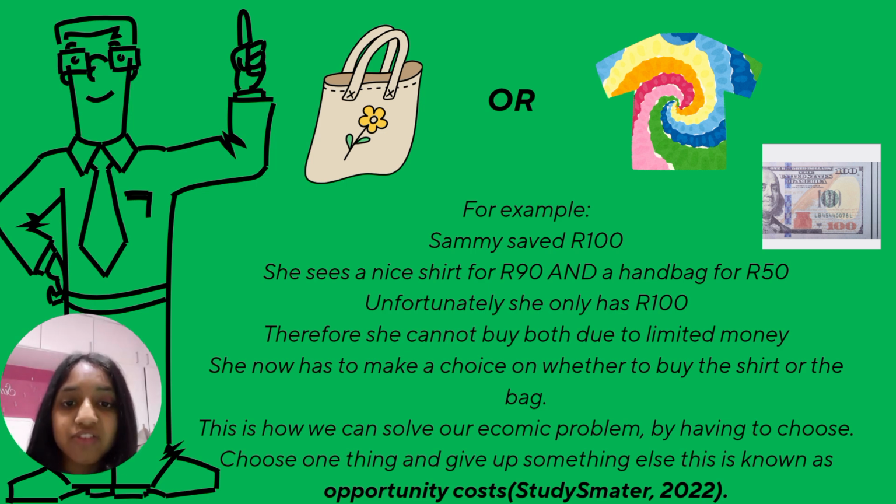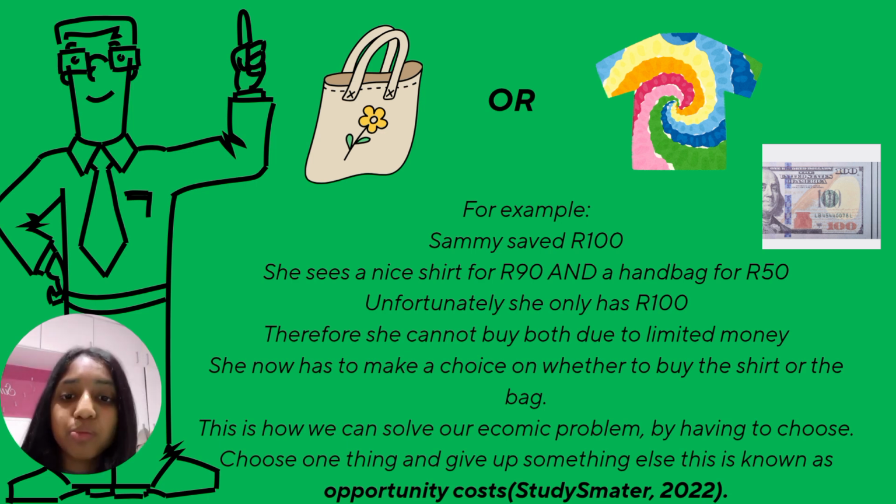It says that Sammy saved 100 rand. She sees a nice tie-dye shirt for 90 rand, and a handbag with a flower on it for 50 rand. But unfortunately, she only has 100 rand. Therefore, she cannot buy both due to limited money, meaning that her money is limited. So, what can she do? She now has to make a choice on whether she wants to buy the shirt or the bag. Now, this is exactly how we solve our economic problem.